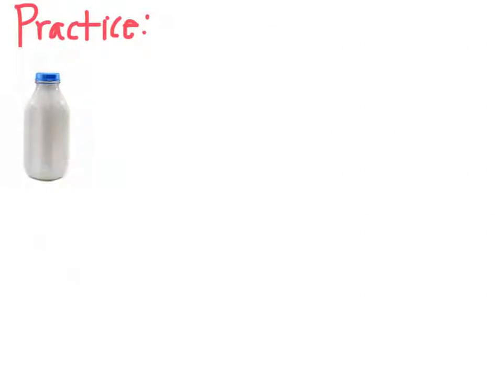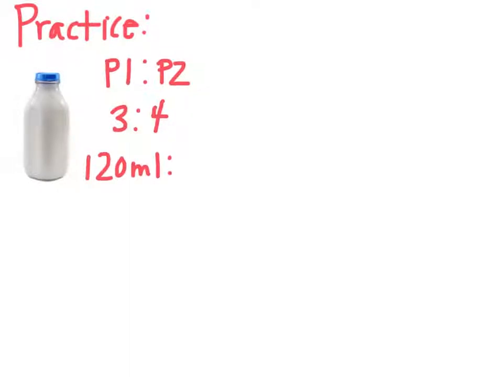Okay, here's our final practice problem for chapter 7.3. Mrs. Gardner has the milk she is going to use to make a smoothie and a shortcake in 2 portions. The ratio of the volume of portion 1, we'll label it P1, to the volume of portion 2, P2, is 3 to 4. The volume of portion 1 is 120 milliliters. What is the total volume of both portions?